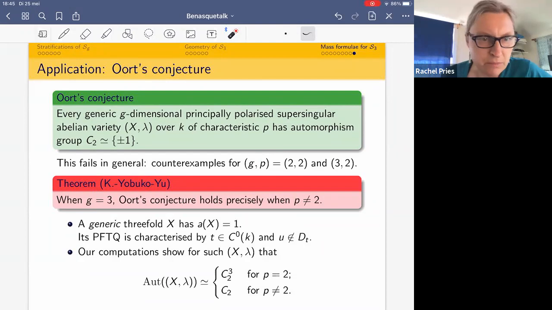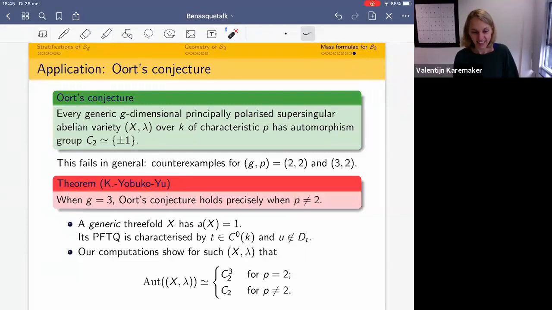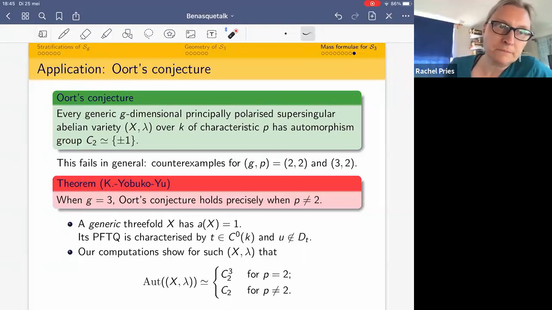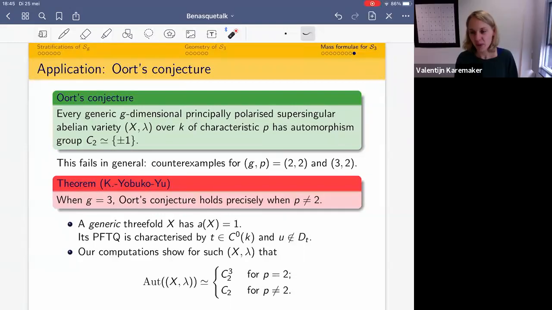Valentine, do you want to also say, I mean, when g equals 2, this is resolved also, right? Yes, that's true. Yes, but given that I was talking about the dimension 3 case, this is what we got. Yeah, that's true. Thank you. And yeah, we mentioned some of this in our joint paper, Rachel and I, what happens in general, like a heuristic.